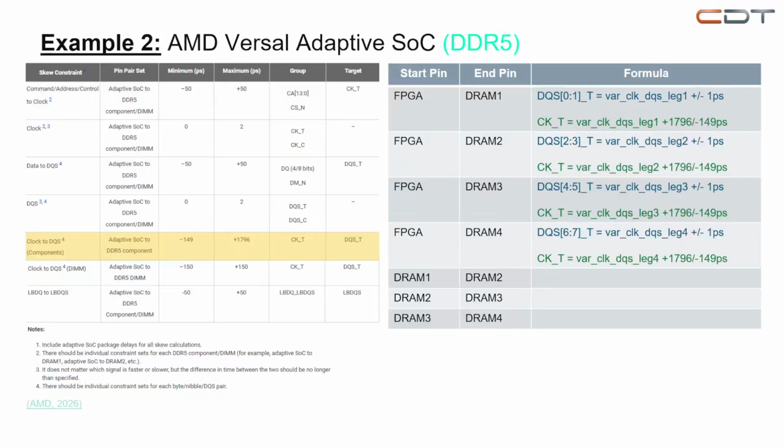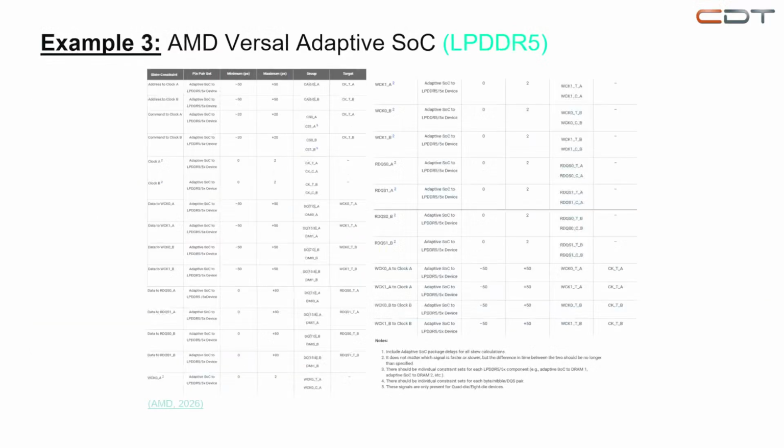Clock to strobe skew, same idea, but this time the strobe is the target, so it has our 1 picosecond tolerance, and then the clock has the plus 1796 and minus 149 picoseconds tolerance at the end. And this is the last example for today.